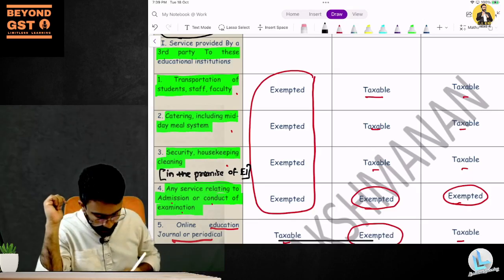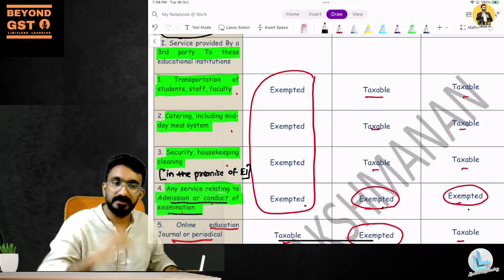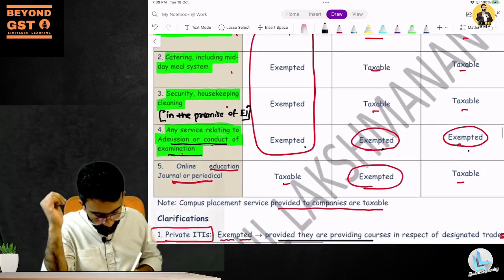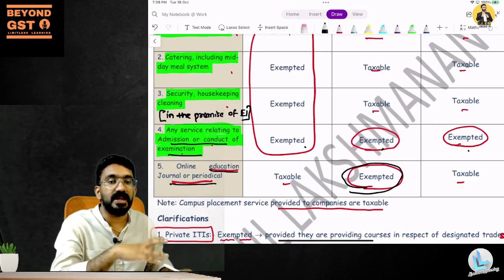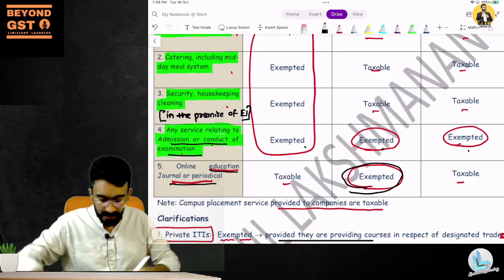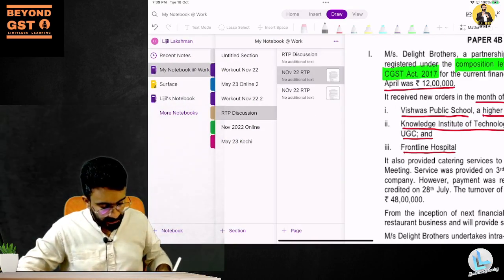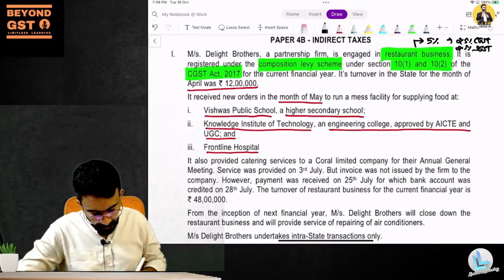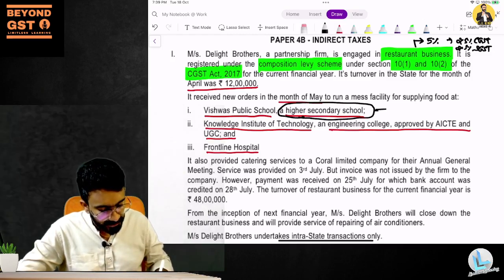Then admission or conduct of examination is exempted if it's provided to all the three. Then online education journal or periodical is exempted only if it's provided to the second category. So this is the exemption that is available. Now going back to our RTP question, you understand that it is provided to Vishwas Public School, a higher secondary school. Catering services, will it get exemption? Yes, it is exempted.